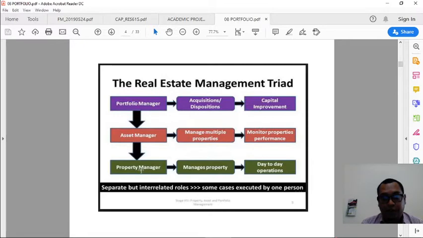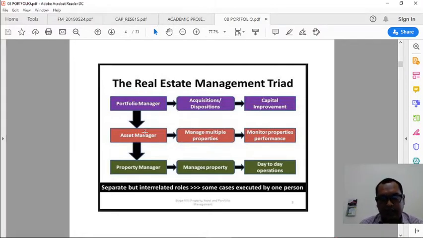Okay, so the real estate management triad, like I said before, our profession starts here, the property management division, whereby we manage the property, we handle the day-to-day operations, and a bigger aspect of that is for you to manage the asset. Actually, in the course of property management, we don't want to focus just on the day-to-day running of properties only, but we want you to have bigger and wider areas to manage.